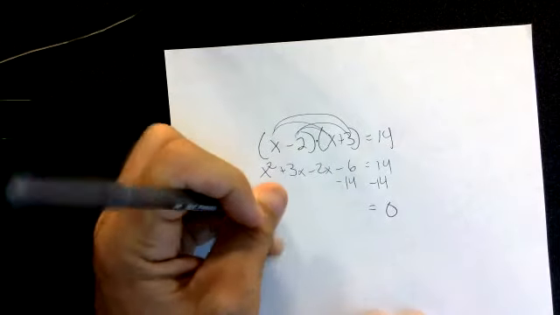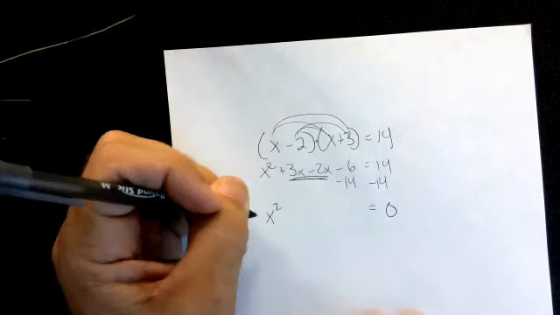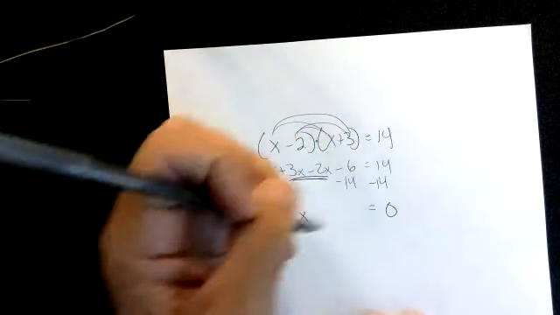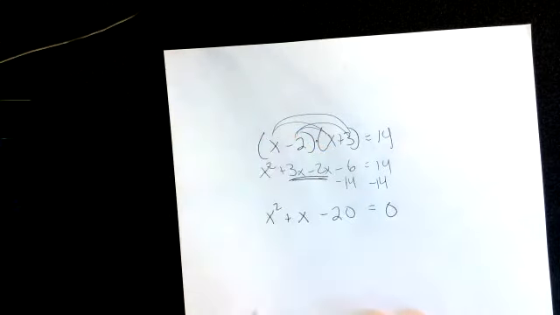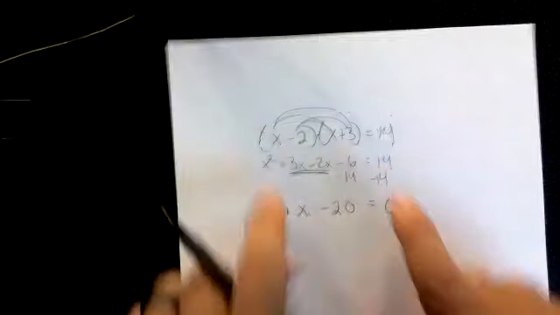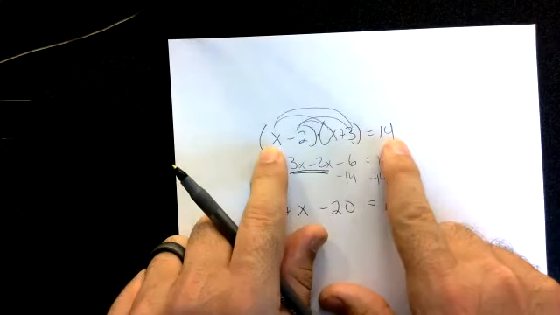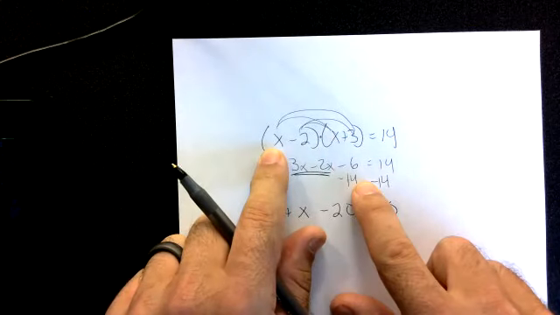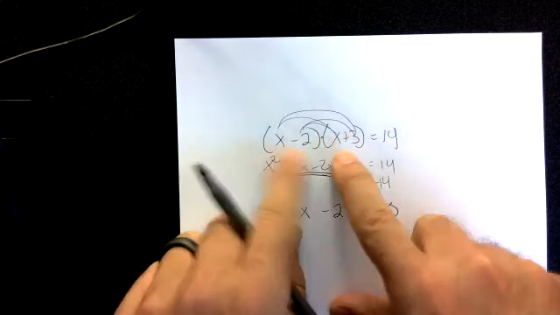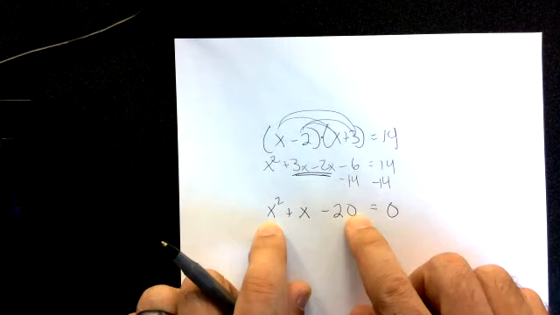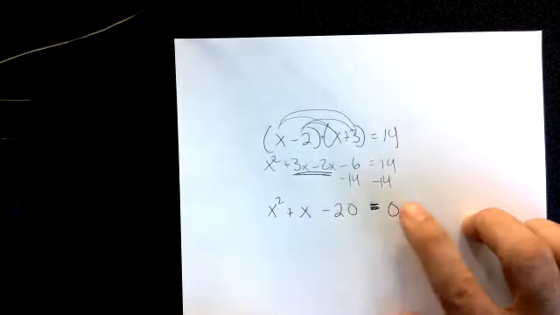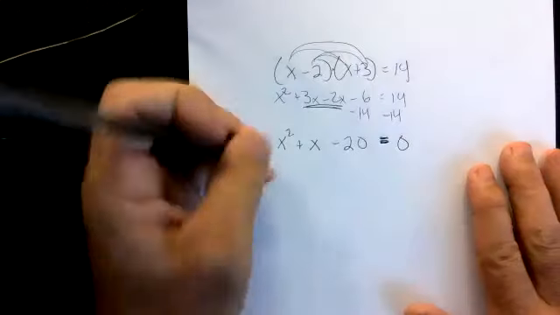And I get x squared. 3x and negative 2x is positive 1x. Negative 6 and negative 14 is a negative 20. So if they give you something that doesn't equal 0, remember, you have to get this 14 over here. And when we do that, we have to combine all of this into one problem. Now, once we have it set equal to 0, we can factor and solve.